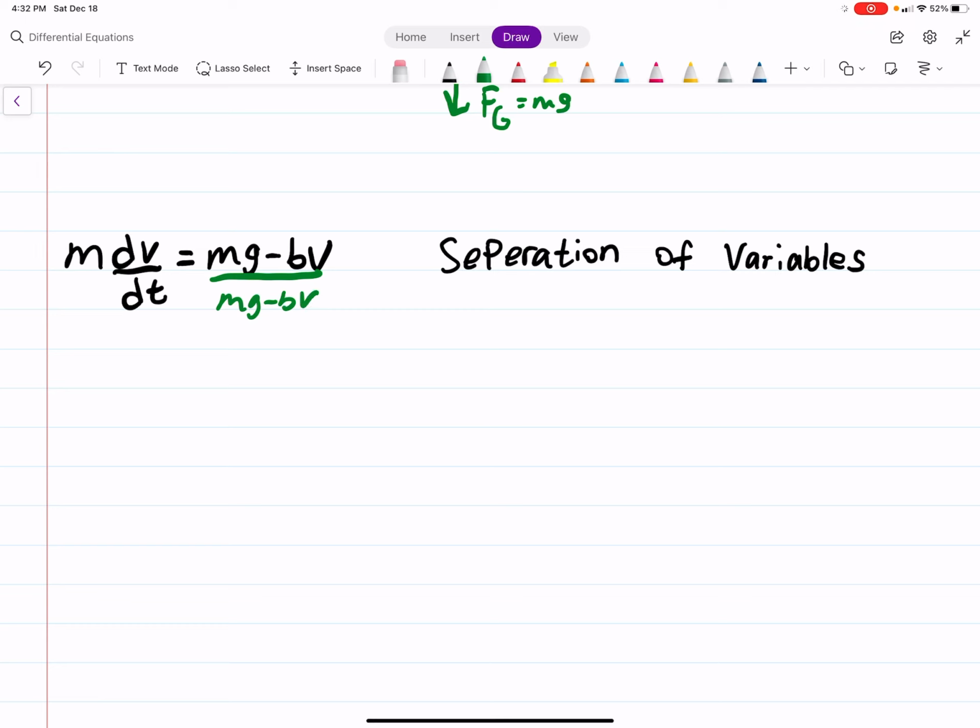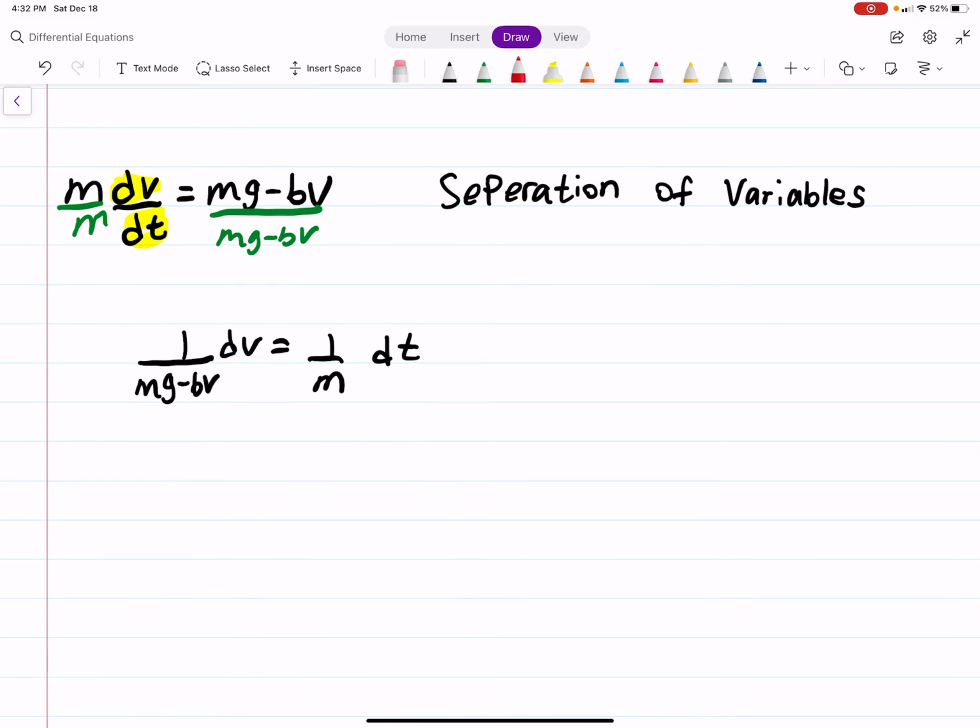So for example, I would divide both sides by m. We also can treat the dv and dt as differentials, so I can multiply those over. If I do that, I get 1 over (mg minus bv) dv equals 1 over m dt. So I divided out those things in green to get them on the other side, and I multiplied over by dt. I kind of jumped the gun here, but the trick is, once you do this, you can simply integrate both sides.